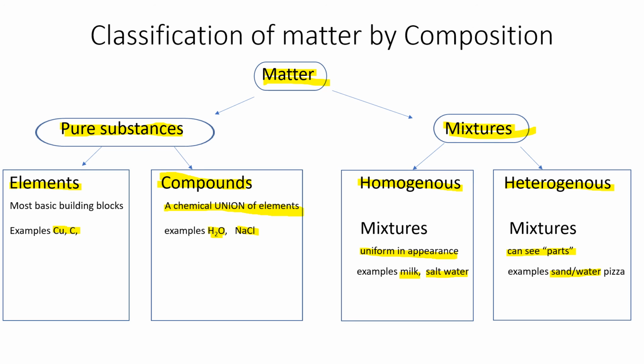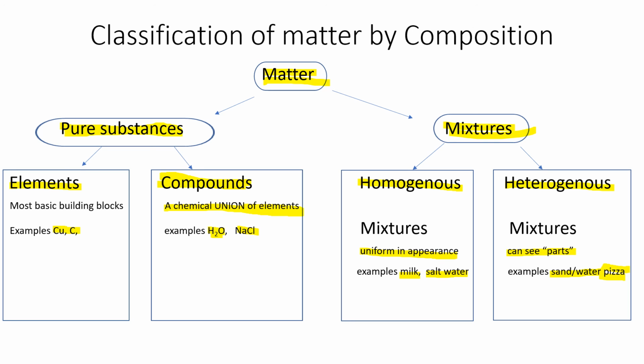Many of our food items are heterogeneous mixtures. Our classic example would be pizza. When you're looking at a pizza, you can see the different parts. Crust, cheese, sauce, toppings. You can see that there's more than one thing in there. Other examples, things like salads: lettuce, tomato, croutons, cheese. You can see the different parts that are in there.